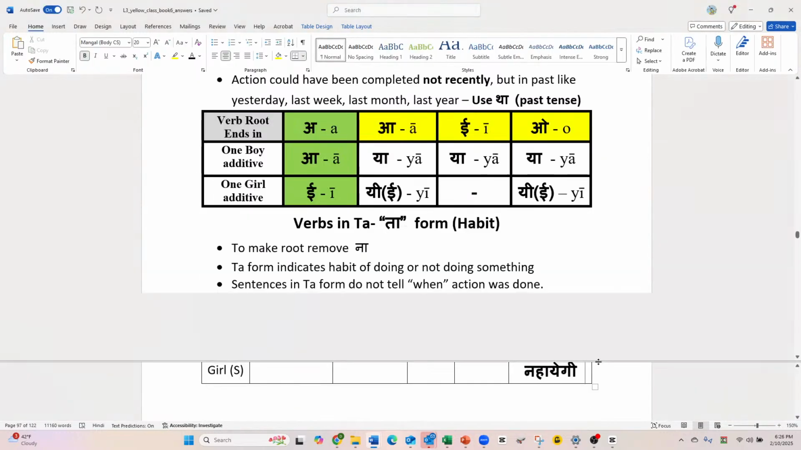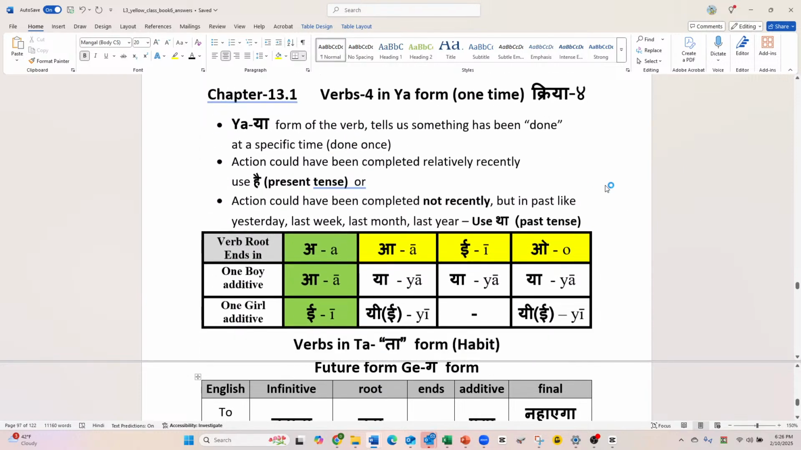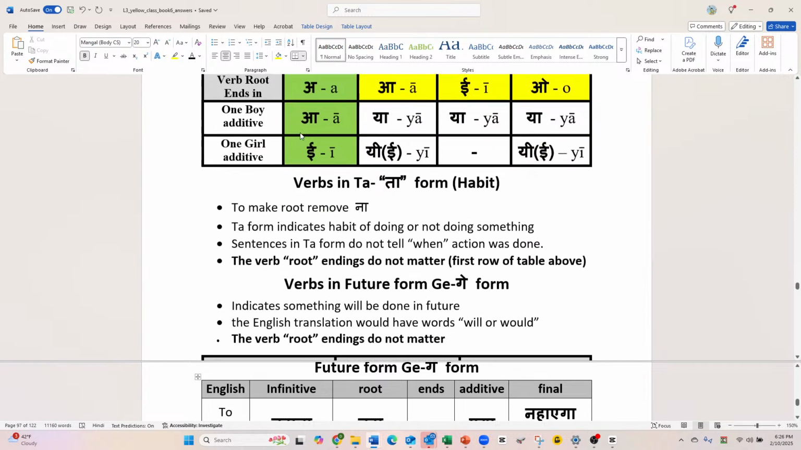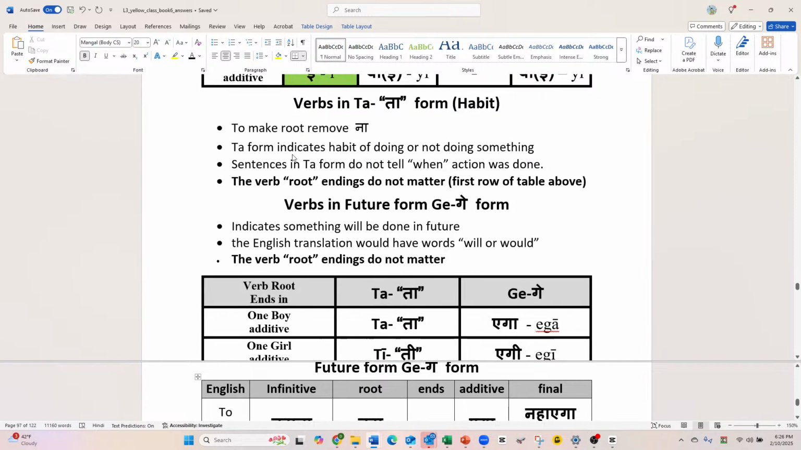So if we go back to this page here in your yellow book, we said what is the ya form? Well, let's first talk about the ta form. What is the ta form? Ta form indicates a habit of doing something or not doing something. That is ta form. When a sentence is in ta form, that does not tell us when the action was done because it is just a habit. We are not talking about one single instance. We are talking about a habit of doing something regularly. It doesn't tell us when it is done.